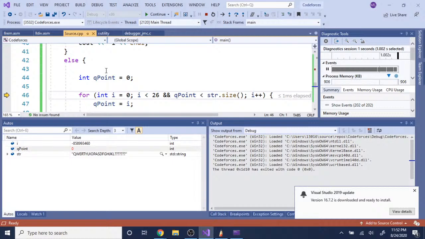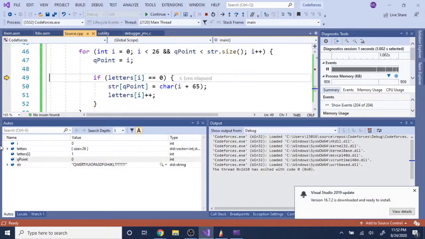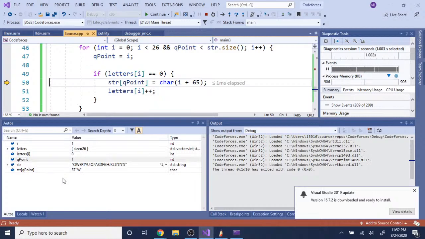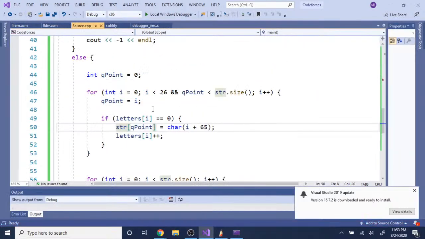Okay, so at this point we have letters at 0 is equal to 0. So now it's equal to 0. Okay, so here it is equal to 0, but our question mark pointer is not in the right location. So we need to check if it equals 0 and question mark pointer is... Our question mark pointer is not in the right spot. That's the problem. So that's the issue here.